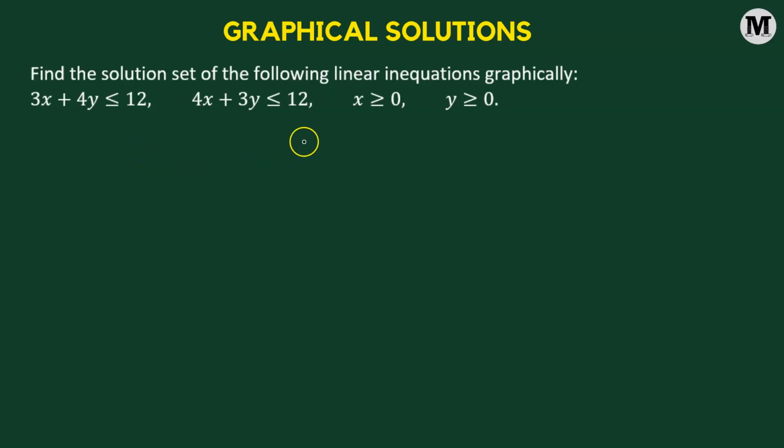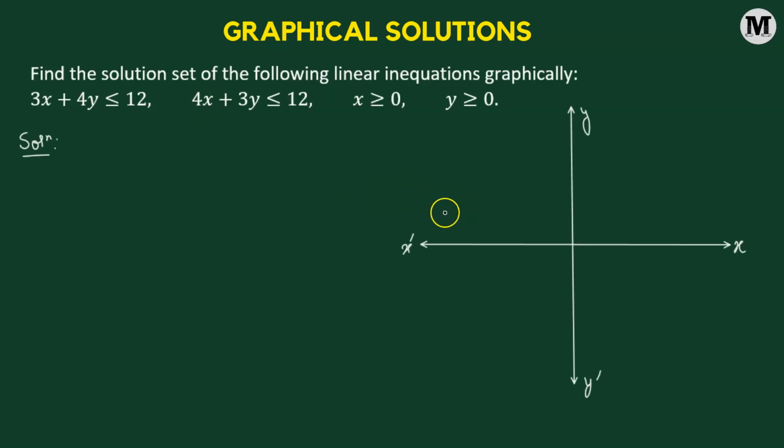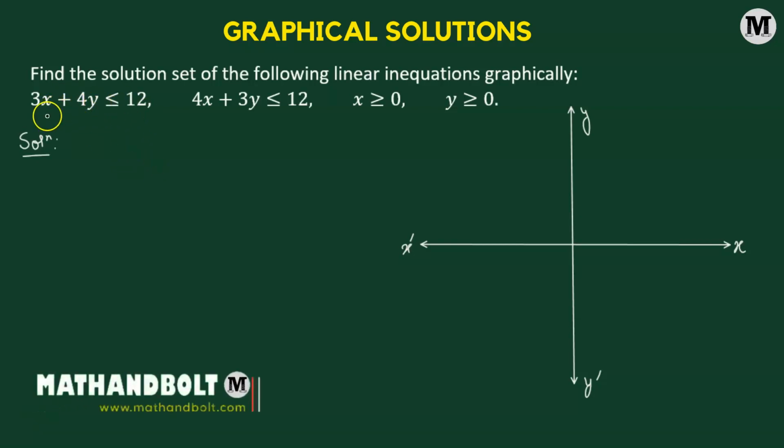Find the solution set of the following linear inequations graphically. Okay, let us begin. First, we'll consider the xy coordinate plane. Now that we have the xy plane, let's come to the first inequality. We'll convert the inequation into an equation. All we have to do is replace the inequality symbol, less than or equals to, with an equal symbol.